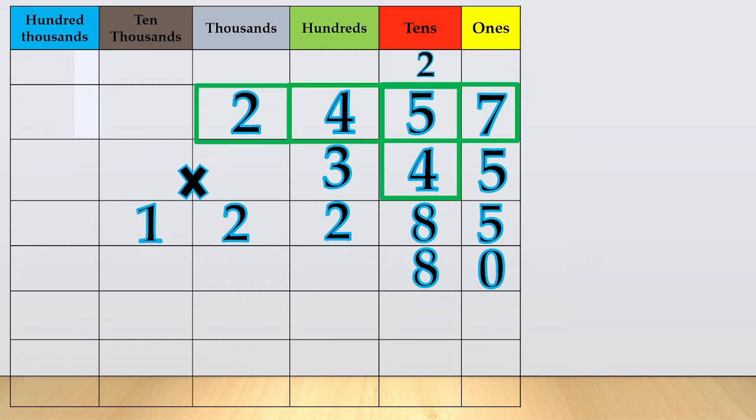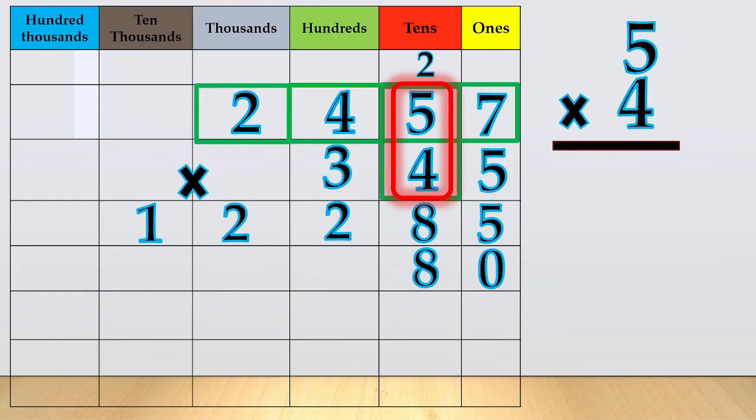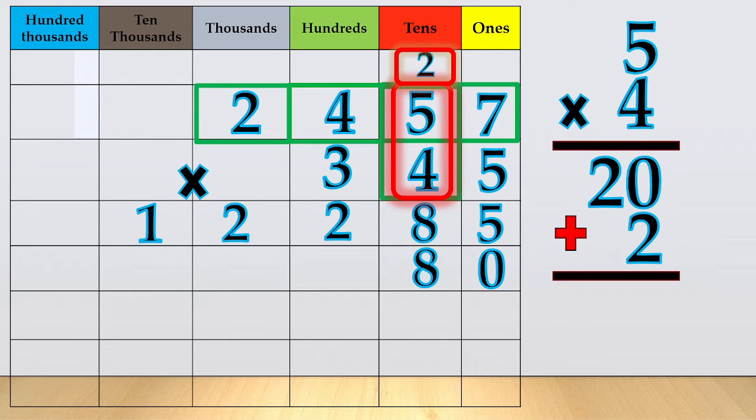Then multiply 5 times 4. 5 times 4 is equal to 20. Add the 2 that we have carried over. So 20 plus 2 is equal to 22. So we need to regroup. 2 will be carried over in the hundreds place column above 4 and 2 under the hundreds column.